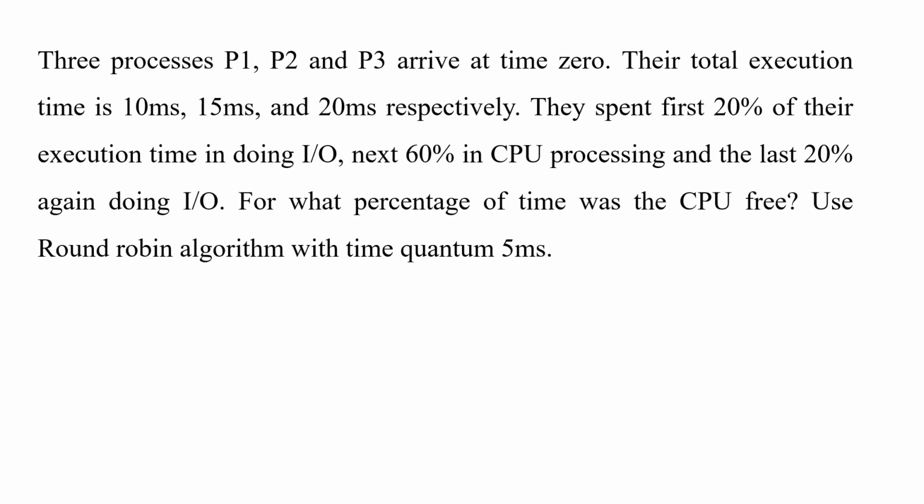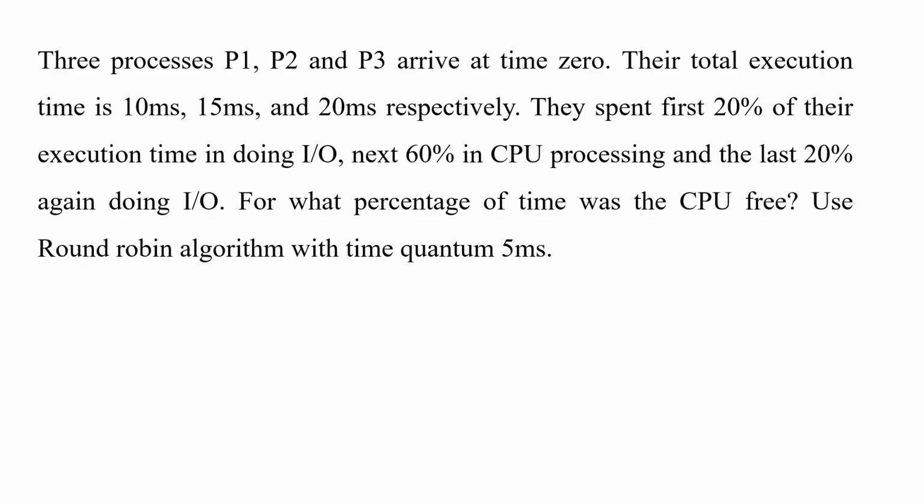Three processes P1, P2, P3 arrive at time 0. Their total execution times are 10, 15, 20 milliseconds. They spend the first 20% of their execution time doing IO operations, and the next 60% of the execution time will be utilized by the CPU. And the last 20% again they are doing IO. So what they are asking is, for what percentage of time was the CPU free?